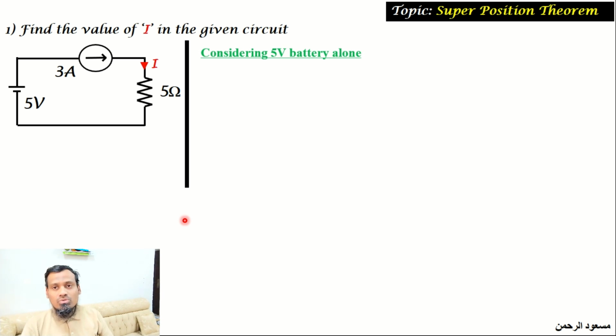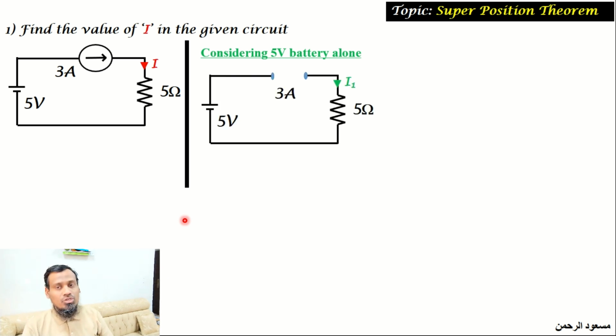For that we have to make the 3 amp current source inoperative, which means we have to open circuit the current source given in the network. By open circuiting the 3 amps, the circuit can be redrawn as given here. By doing so, the total circuit becomes an open circuited path. As we are all well aware, there will be no current through an open circuited path. So the current through the 5 ohm resistor, which is considered to be I1 in this circuit, is 0.